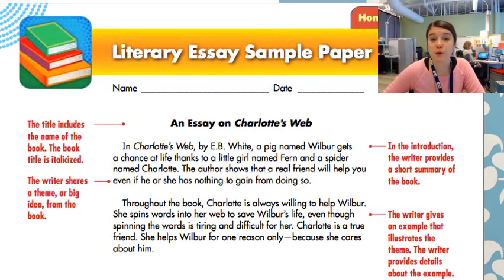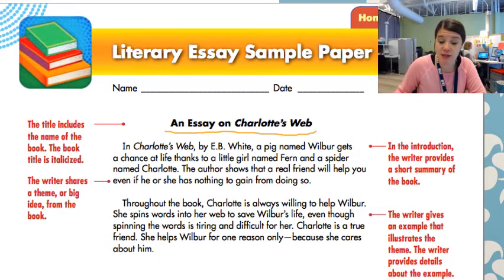So before you start drafting your own literary essay, I want us to look at a sample paper, a sample literary essay on Charlotte's Web. In Charlotte's Web, E.B. White, by E.B.